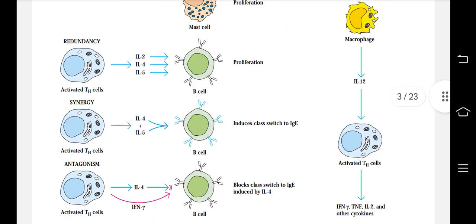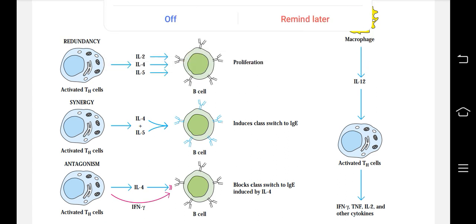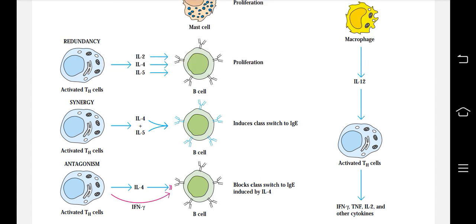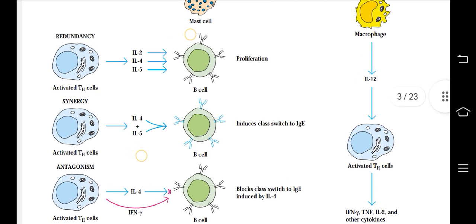Yeah. The next point was redundancy. Redundancy in the sense, activated Th cell is there, which produces different cytokines, IL-2, IL-4, and IL-5, which act on B cell proliferation. Okay, redundancy. Even though these cytokines are different, the action or the biological effect which they produce is the same. That is what we mentioned with the help of this picture of redundancy of cytokines.